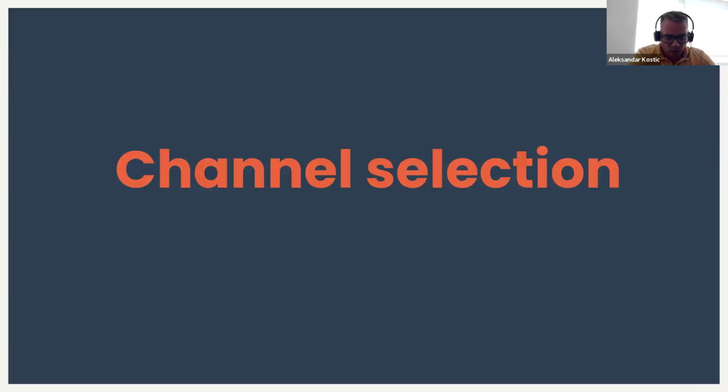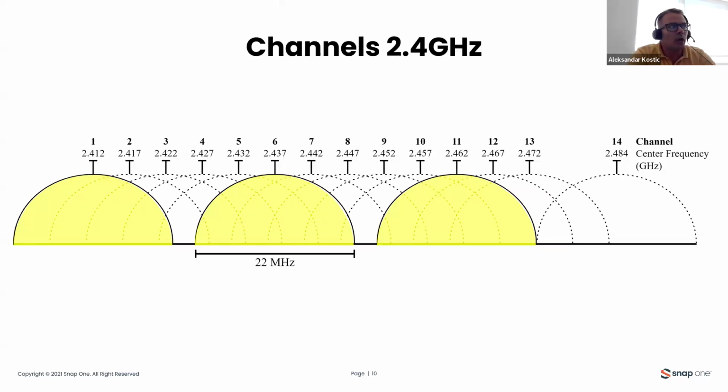Okay, so let's see now in more detail what is behind Wi-Fi and how Wi-Fi operates. First of all, we need to know what channels we have available in each Wi-Fi frequency band. First, on the 2.4 gigahertz, we have typically 11 channels available to select from.